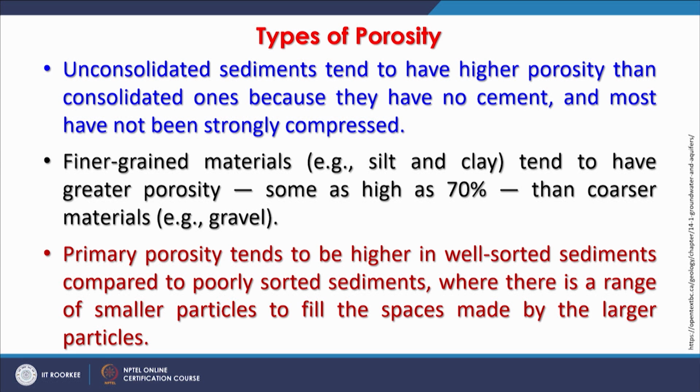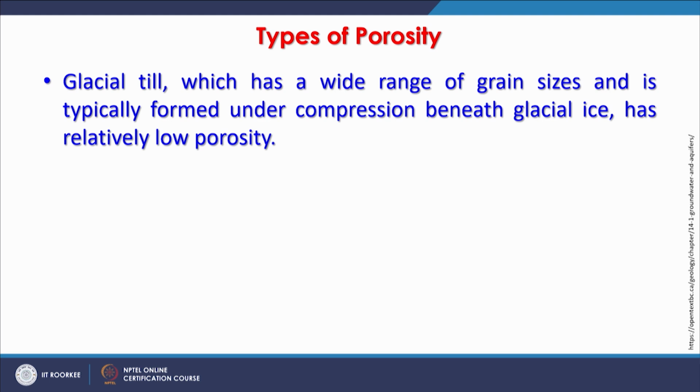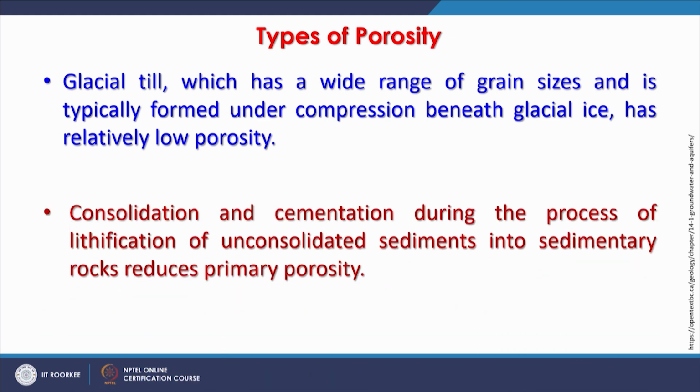Primary porosity tends to be higher in well sorted sediments compared to poorly sorted sediments, because in poorly sorted sediments, the pore spaces will be filled with finer grained sediments. So, there is a range of smaller particles to fill the spaces made by larger particles. Glacial till, an example we have also seen in the previous slide, is poorly sorted, and therefore it may have a wide range of grain sizes, and typically formed compressed beneath glacial ice, it has relatively low porosity.